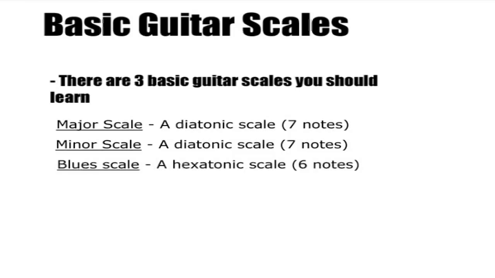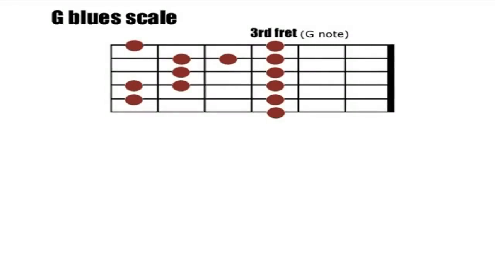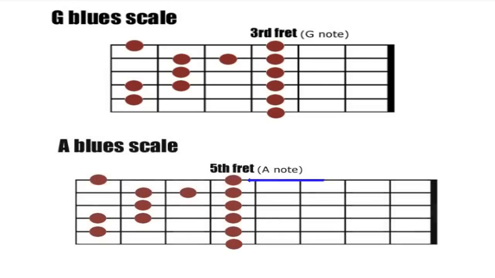There are many different places on the neck of the guitar that you can play these scales. We're going to be looking at the basic scale structure. In this lesson we're going to be looking at the G blues scale. The G blues scale starts on the 3rd fret, which is a G note. As you can see the scale structure. This structure does not change no matter where you play it on the fretboard. So if you wanted to change the key that the scale is in, for example if you wanted to play an A blues scale, you'd simply move it from the 3rd fret, which is a G note, to the 5th fret, which is an A note. So this becomes an A blues scale.